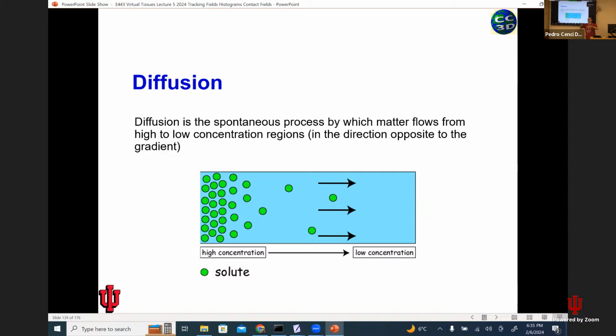Diffusion is this natural transition of molecules from the high concentration to the low concentration regions. All right. Does this require energy? What does this require?